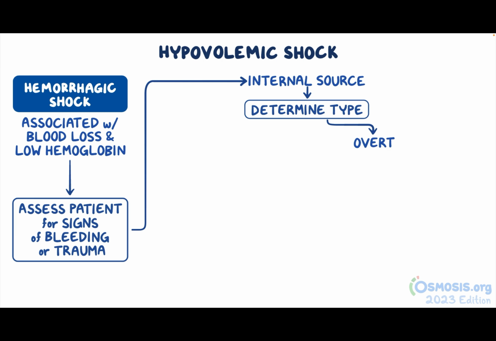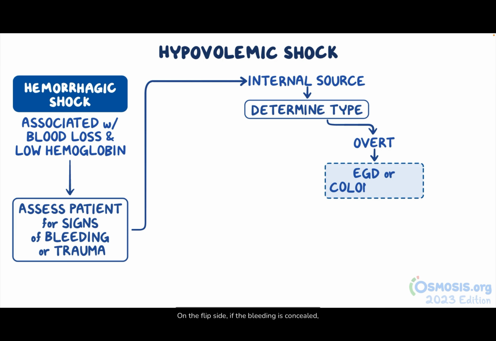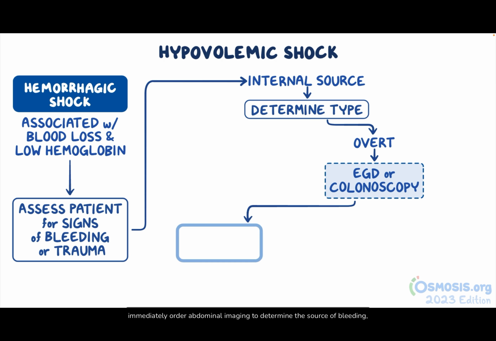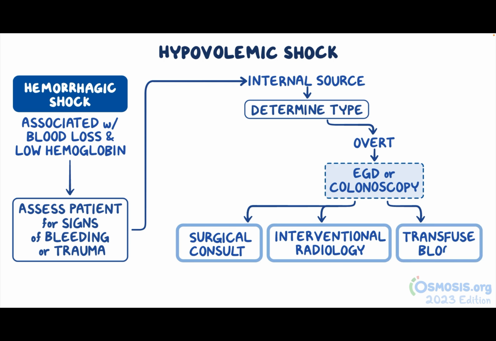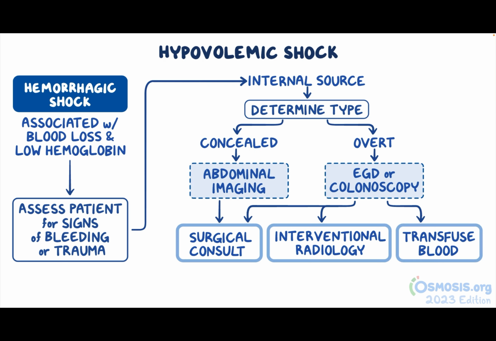If the bleeding is overt, order EGD or colonoscopy to visualize the GI tract and determine the cause. You might need to call the surgical or interventional radiology team for further evaluation and definitive treatment. Also, don't forget to transfuse blood products when needed. On the flip side, if the bleeding is concealed, immediately order abdominal imaging to determine the source of bleeding and call the surgical team for consultation.